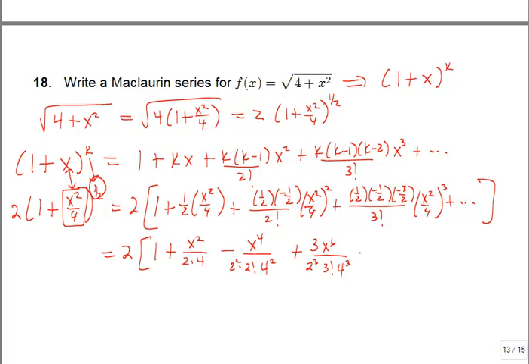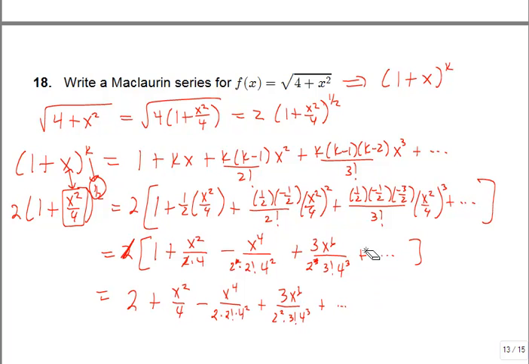Okay? So now I can go ahead and distribute my 2 across. So 2 times 1 is 2, plus this 2 will cancel with that 2, giving me x squared over 4, minus this 2 will cancel with one of these 2's, giving me x to the 4th over 2 times 2 factorial times 4 squared, plus I'll get a 3 x to the 6th over, this 2 will cancel with one of these, so I'll have a 2 squared times 3 factorial and a 4 cubed, etc.